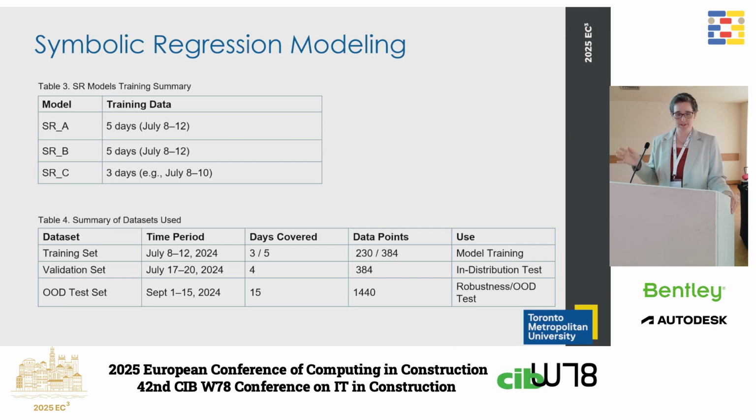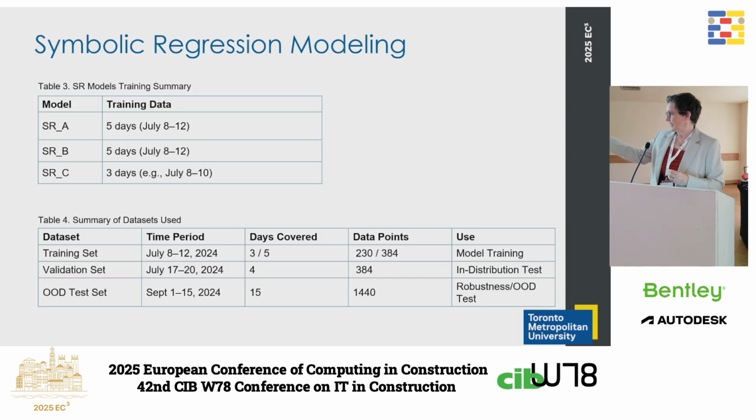So we created 3 models. One that was very complicated. You'll see the full equations on the next slide. SRA was our most elaborate model, and that was given 5 days of data, the 8th to 12th of July. SRB was a much more simplified model, very, very simple, you'll see it, on the same 5 days of data. And then SRC was a third model that we trained on 3 days of data, because we wanted to see if it was possible to get something reasonably reliable up and running within a week.